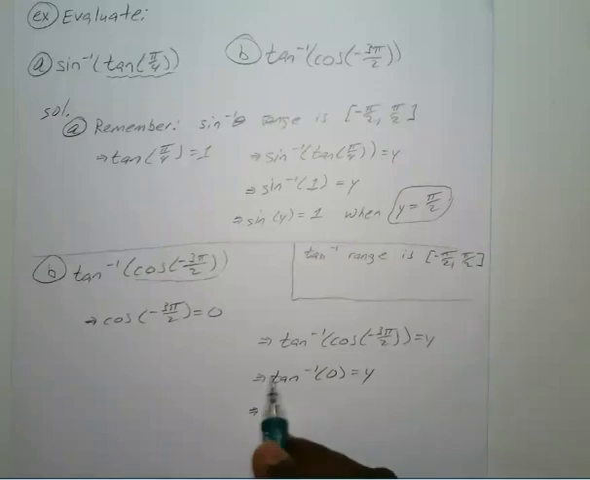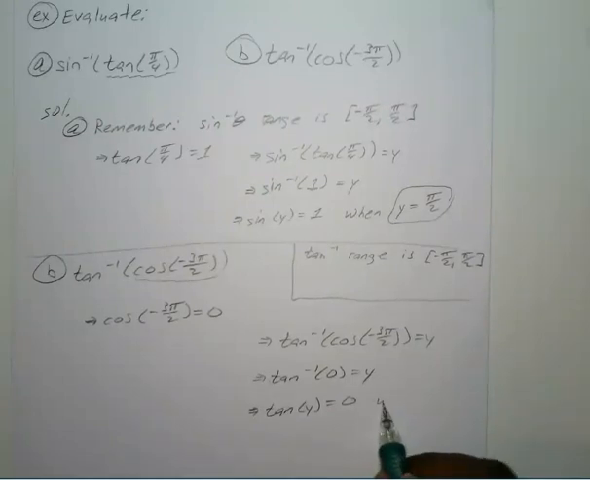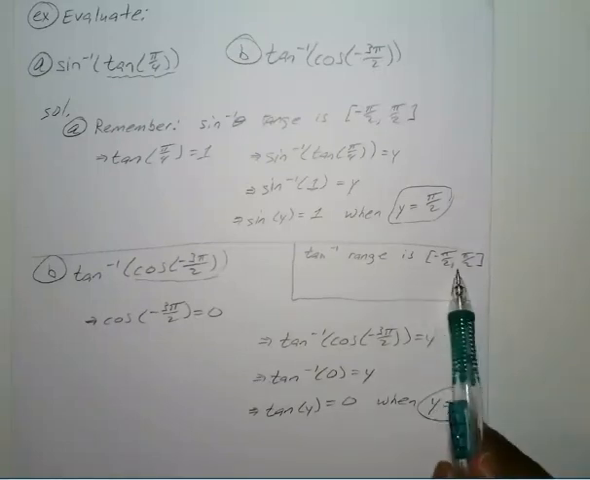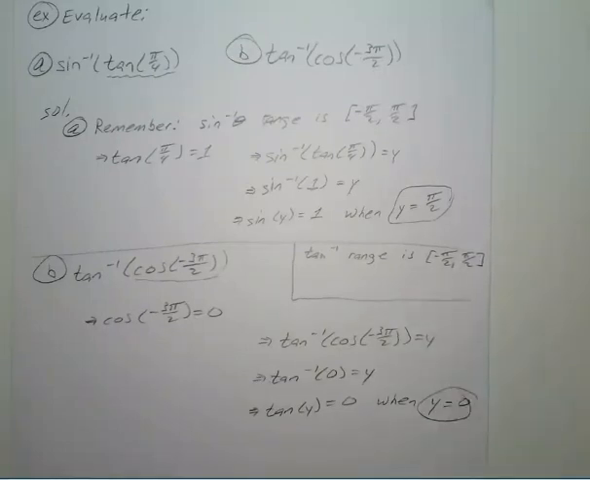Which means that if we apply tangent to both sides, tangent of y is equal to 0 when y is equal to 0, because 0 is within our interval. So we're good to go there.